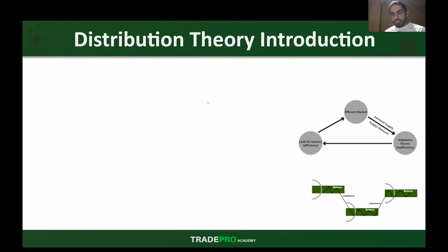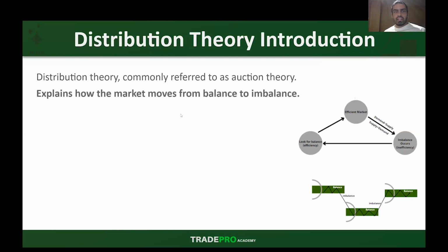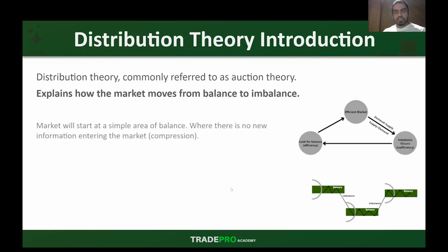So going into distribution theory, I want to introduce that to you before we get into volume profiles tomorrow, because we have to understand the basics of this so we can start deep diving into it and get all nitty gritty with the volume profile. Distribution theory, commonly referred to as auction theory, right? Commonly referred to as just volume profile theory. It explains how the markets move from balance to imbalance, right? Markets will start at a simple area of balance, right?